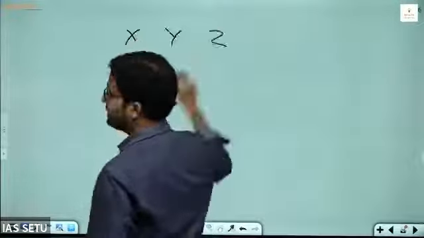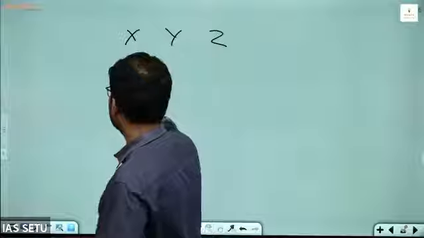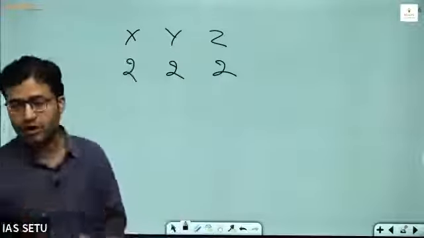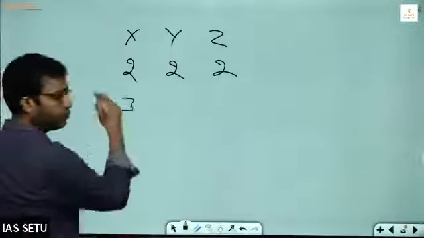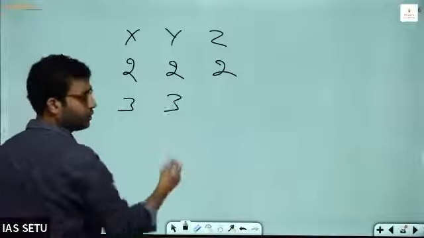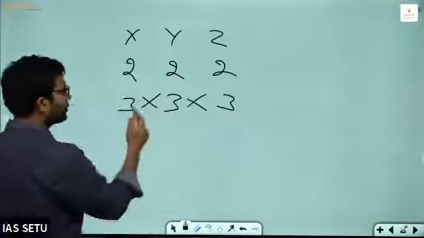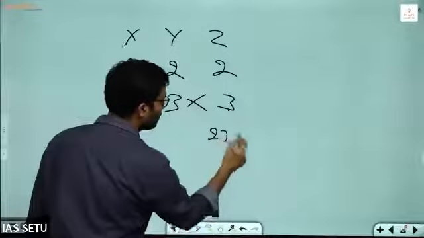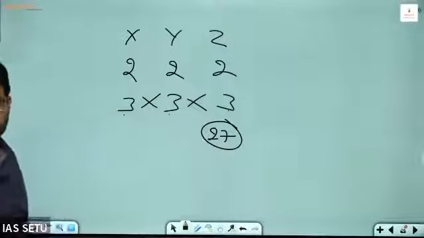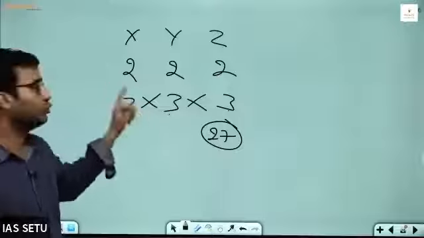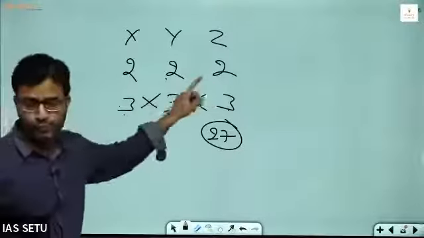X-axis, Y-axis, Z-axis. Examiner asks you to put 2 cut on X, 2 cut on Y, 2 cut on Z. Then what you have to do? 2 cut gives you 3 pieces, 2 cut gives you 3 pieces, 2 cut gives you 3 pieces, and pieces we multiply 3 into 3, 9, 9 into 3, 27. Cut to pieces, add 1 and multiply. 2 plus 1, 2 plus 1, 2 plus 1.